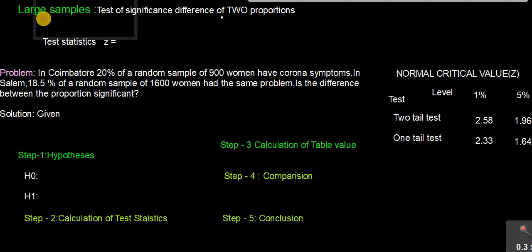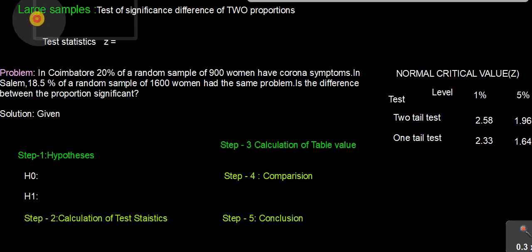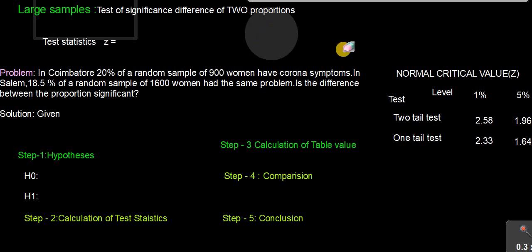In today's teaching, we are going to study large samples. Can you recall what a large sample is? If the size of the sample, that is n, is greater than 30, it is called a large sample. Am I correct? So in large samples, what we are going to study is the difference of two proportions. That's what we are going to study now.